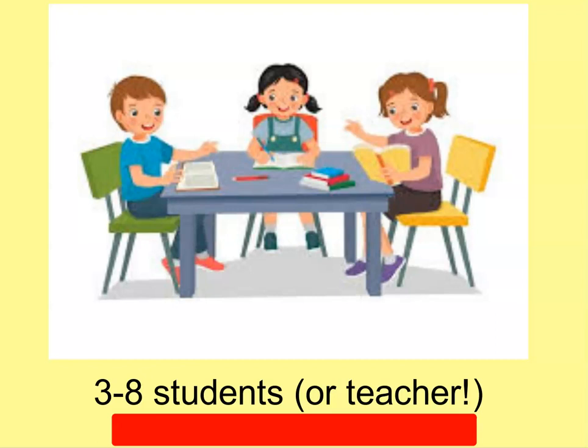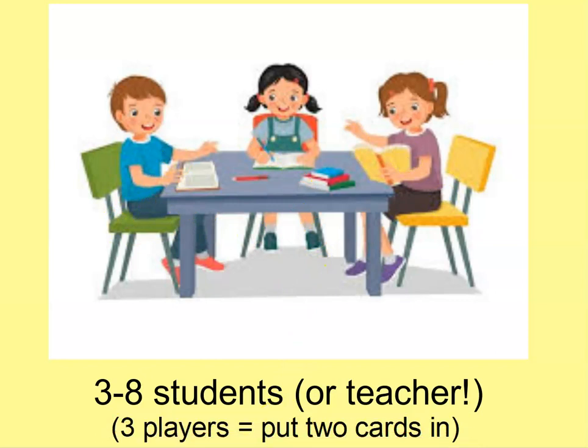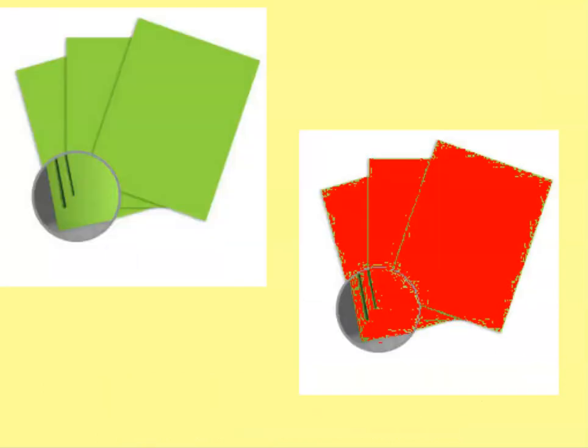Your groups are 3 to 8 players, okay? Could be students. Throw yourself in the game. Please throw yourself in the game. The students love it, okay? Now, if you have a group of 3, it's a little too small. So the rule for a group of 3 is that the 2 players who are putting cards in are going to put 2 cards in at a time, just to make it a little more interesting. So 5 or 6 players, that's like perfect.